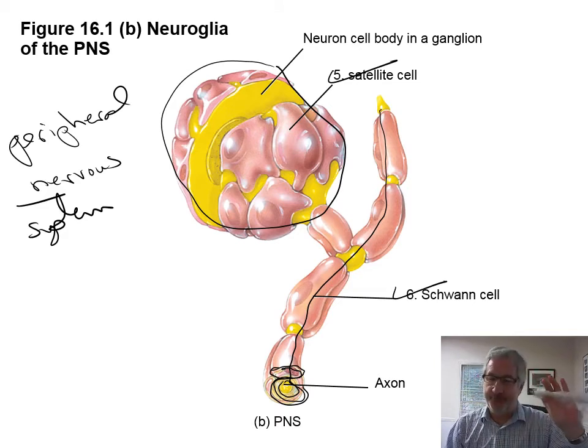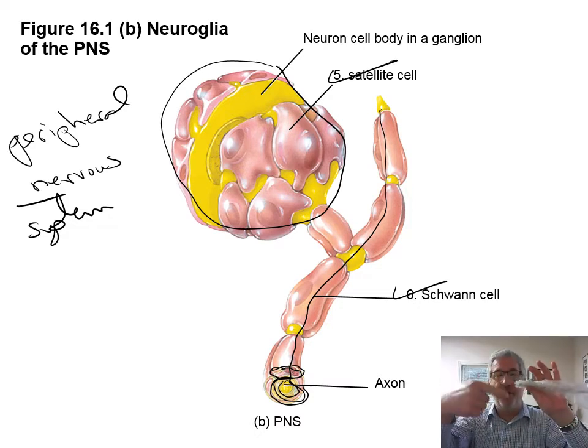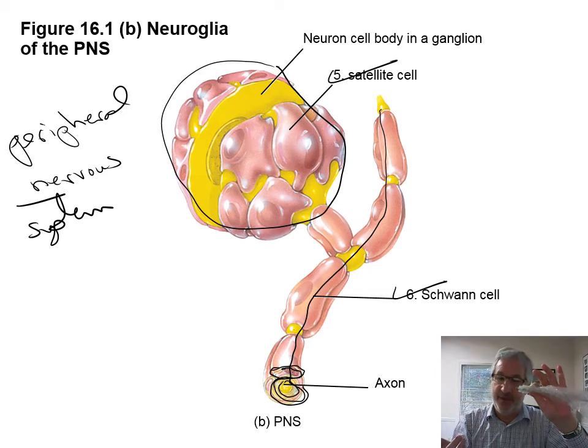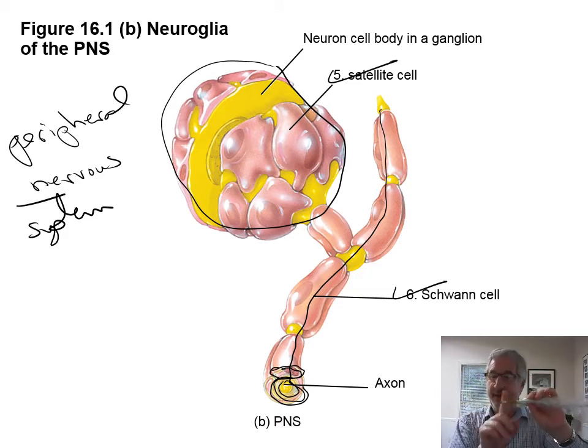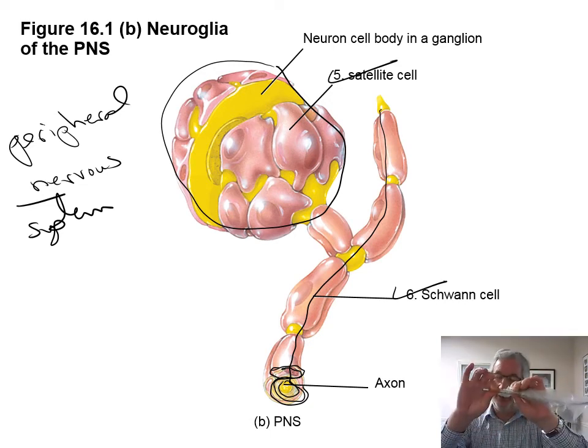So what's your cell membrane made of? Remember, this is a cell membrane. It wraps around and around and around and around the pencil. Cell membrane is made of lipoprotein. So what's lipid? Lipid is fat, and lipid doesn't conduct electricity very well. So this acts as an insulator around the axon here, which is conducting electrical impulses.